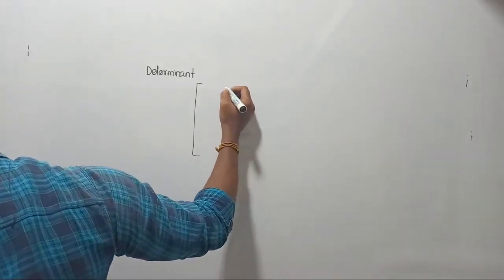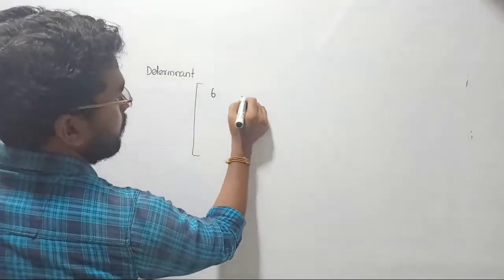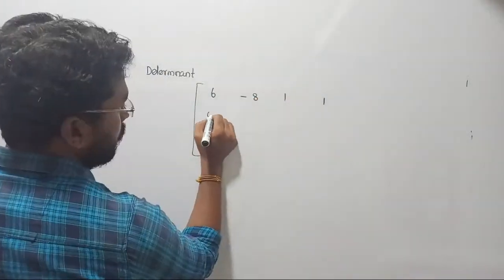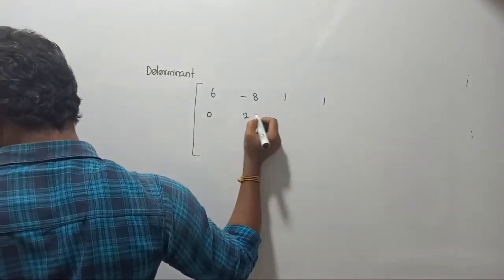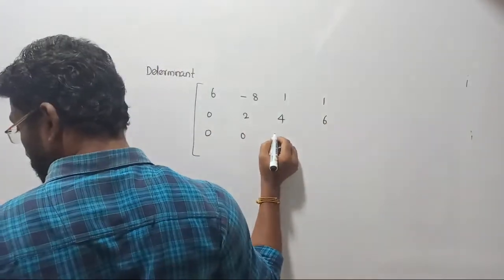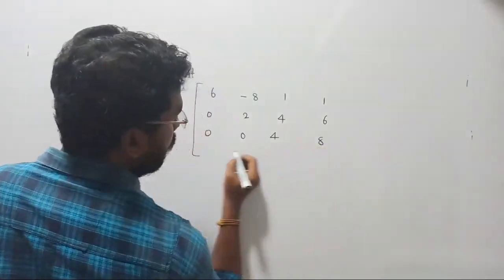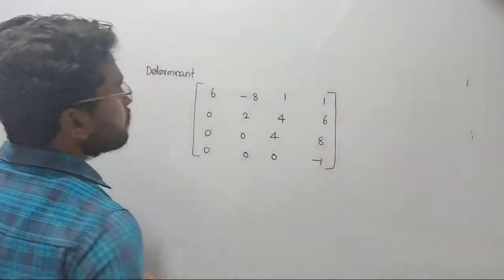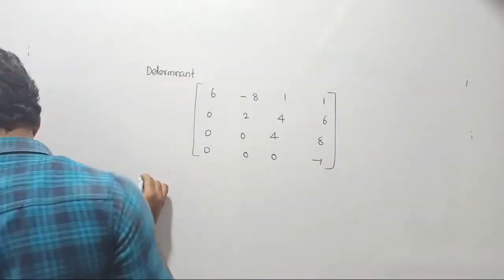Yeah, it is here. The first row is 6 minus 8 1 1. Second row is 0 2 4 6. Third row 0 0 4 8, I think 4 8. Fourth row 0 0 0 minus 1. Guys, the question is determinant of the matrix is what?